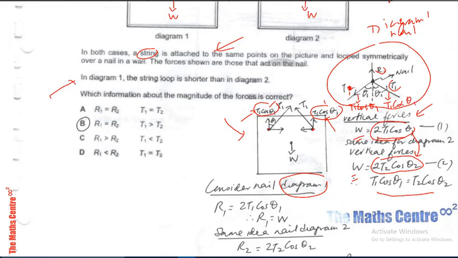So R1 will be equal to this plus this. I'll get R1 equals 2T1 cos theta 1. Now what is 2T1 cos theta 1? W. So R1 equals W.